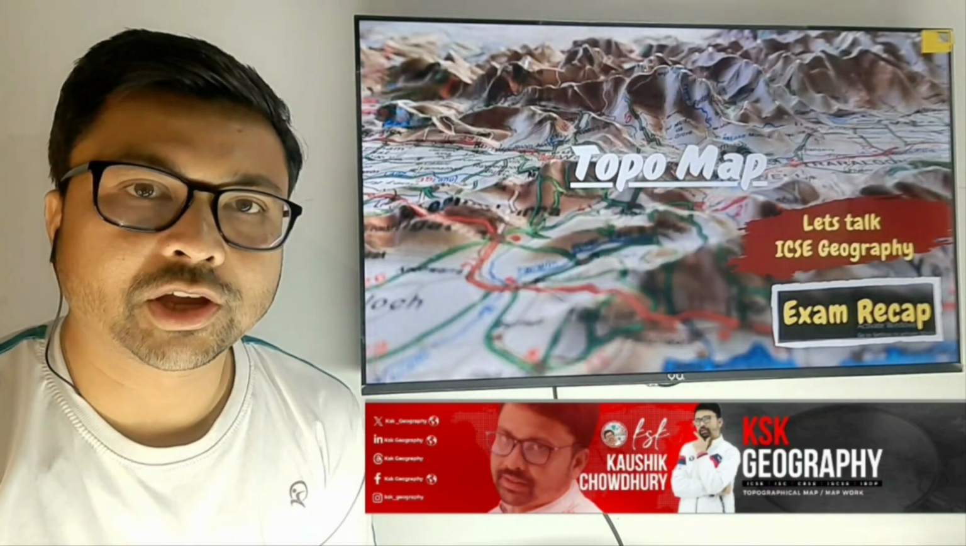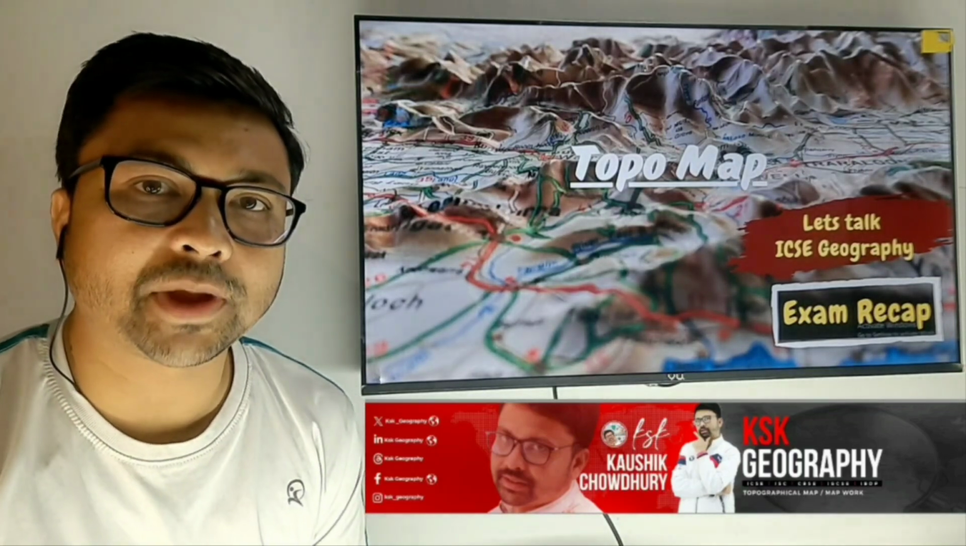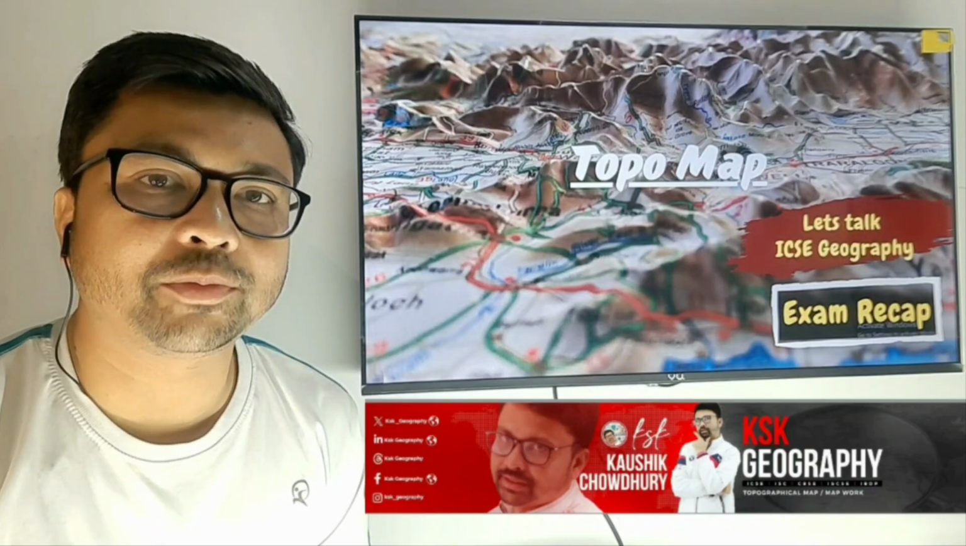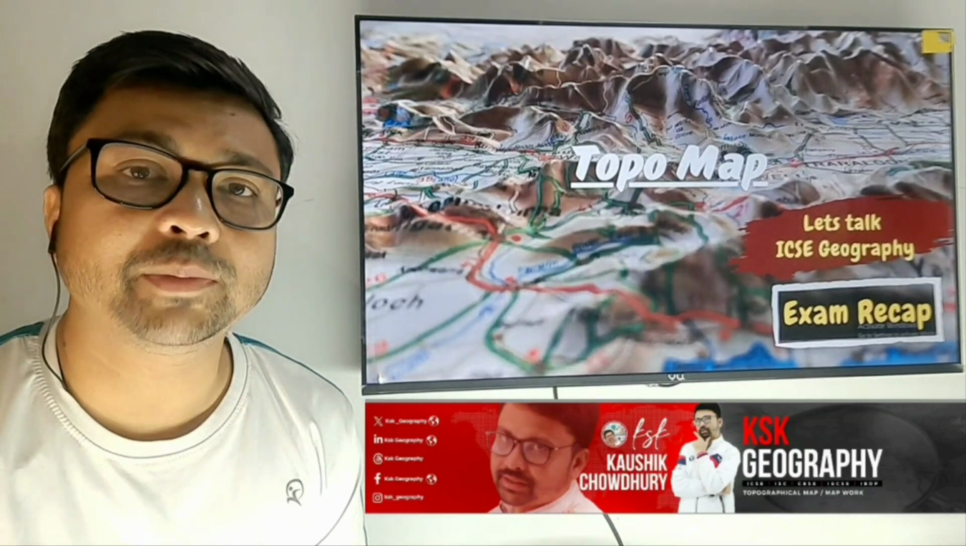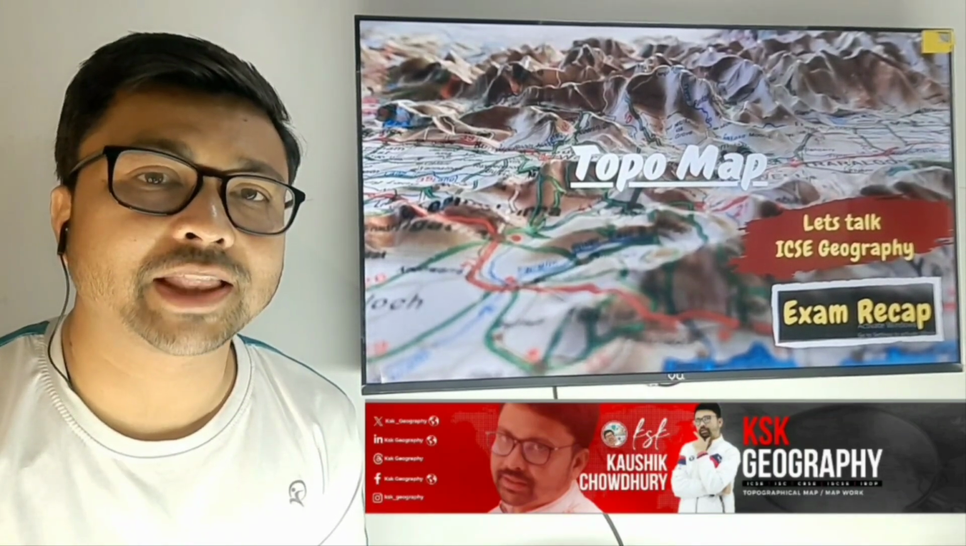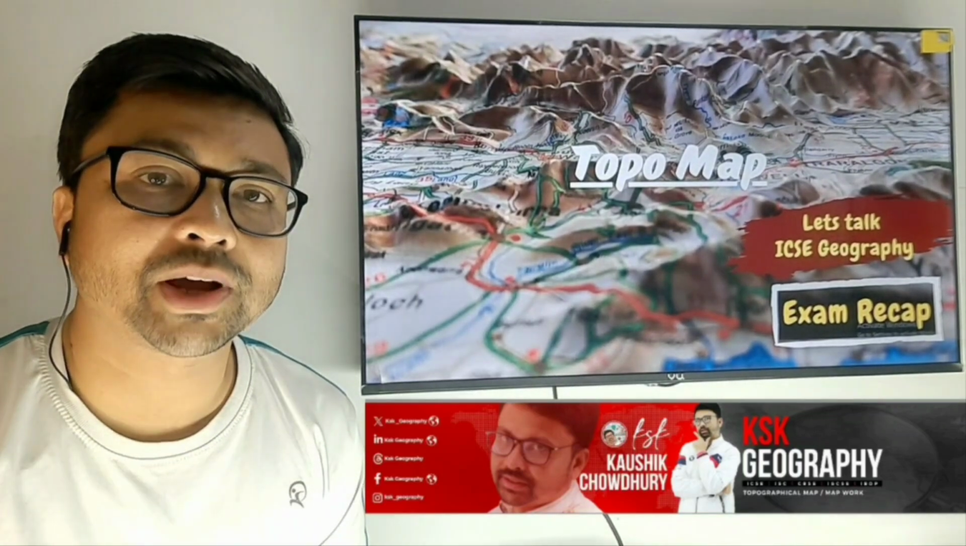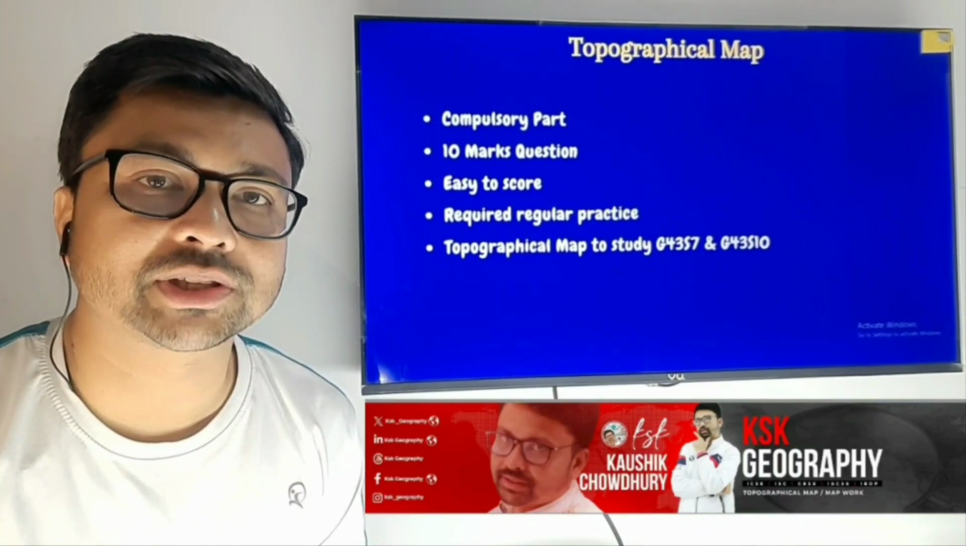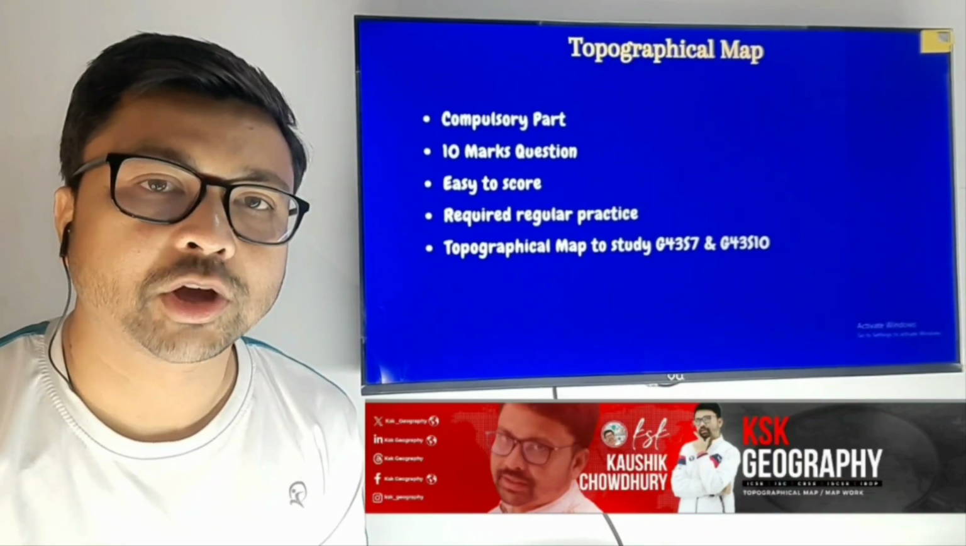Let's start the topic, topographical map. In the topographical map, you can get 10 out of 10 very easily. You just need to avoid the silly mistakes. Every time students make those silly mistakes, and that's why they are not getting full marks in the topographical map. But this time you should not repeat those silly mistakes in your board exam. So how do you have to do it?